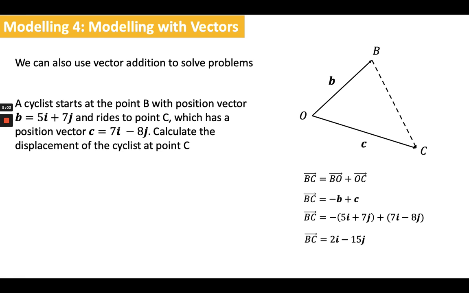If this was asking for the distance of the point C from B, we could then find the magnitude of this vector to solve that finally. But here we're asked for the displacement, and so we're finished using this, and we can leave that as our answer. So the displacement BC equals 2i minus 15j.